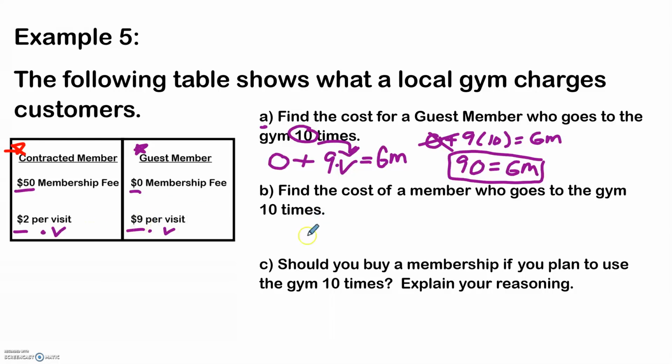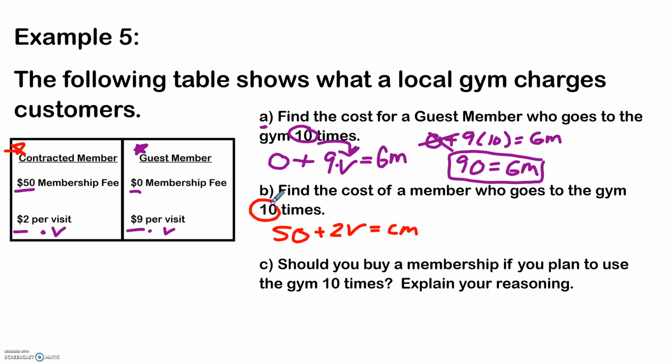So we know the part-time member has a $50 membership fee. It happens one time. You pay it up front, so it doesn't have to be multiplied by anything. But then we pay $2 per visit. That $2 happens more than once, so that's going to represent multiplication. And of course, that is what is going to be our contracted membership.